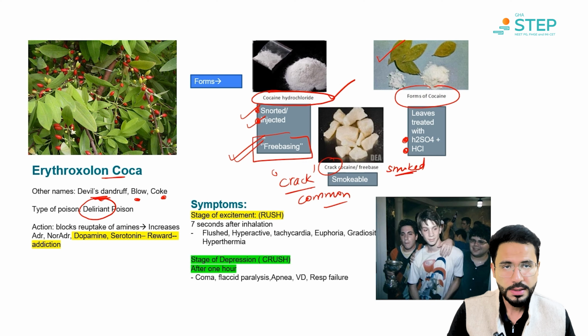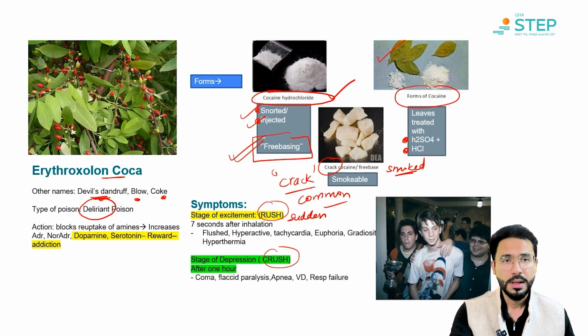And what are the symptoms? So symptoms are very, very important here. Two stages are there, rush and crush. Why do we call it rush and crush? So whoever takes cocaine, ingests it or smokes it, will have immediate sudden symptoms right after ingestion, and they are known as the rush. So those in a rush have flushing, hyperactivity, tachycardia, euphoria, grandiosity, and hyperthermia.